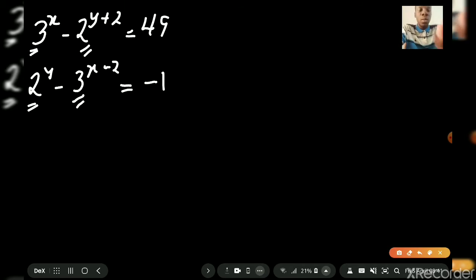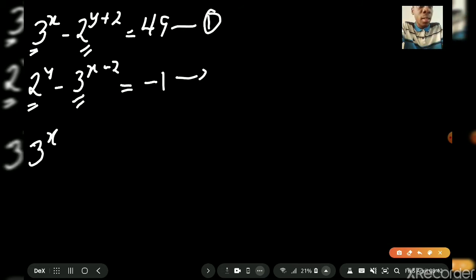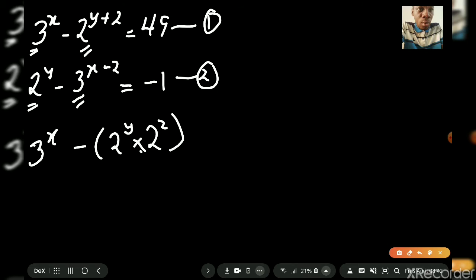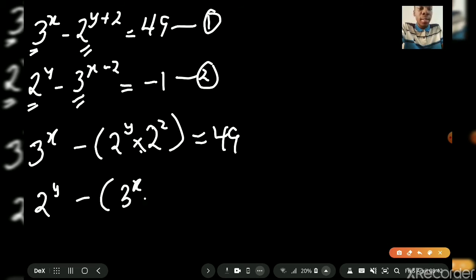Okay, so from equation 1, I can say that 3 raised to the power x, this is our equation 1, this is our equation 2, 3 raised to the power x minus, we are going to use the laws of indices, 2 raised to the power y times 2 raised to the power 2. When we multiply, we add the indices, so we get y plus 2 is equal to 49. And then 2 raised to the power y minus bracket 3 raised to the power x divided by 3 raised to the power 2 is equal to negative 1.